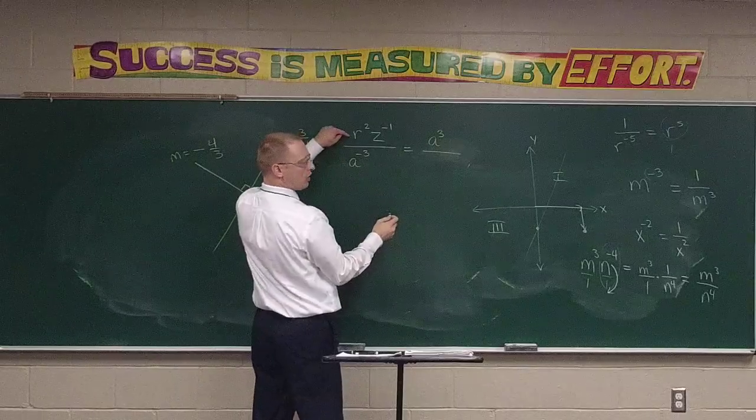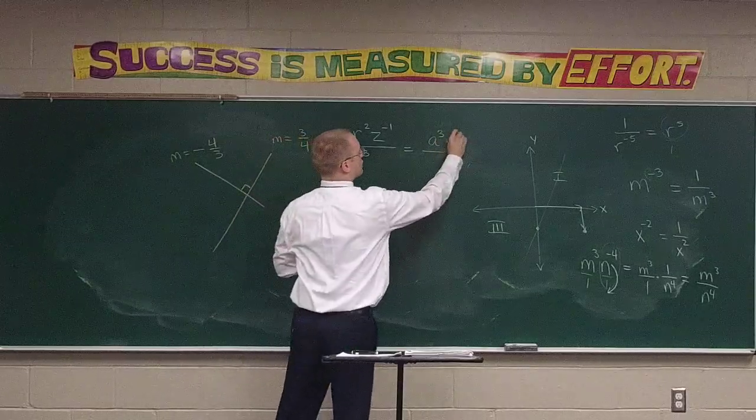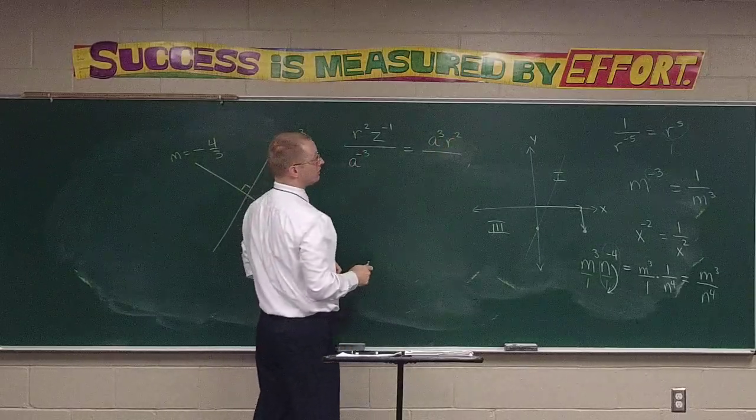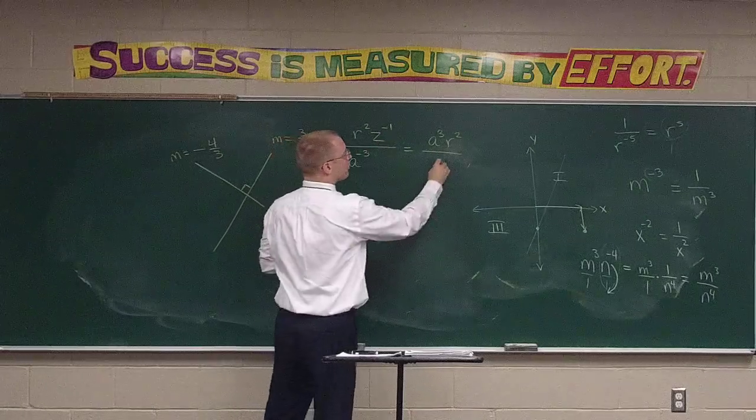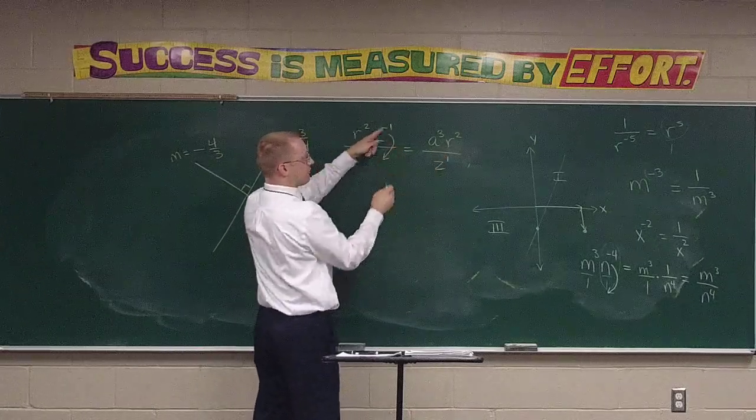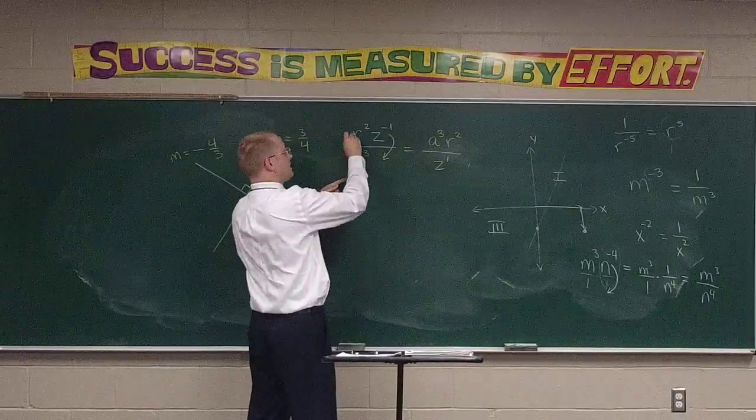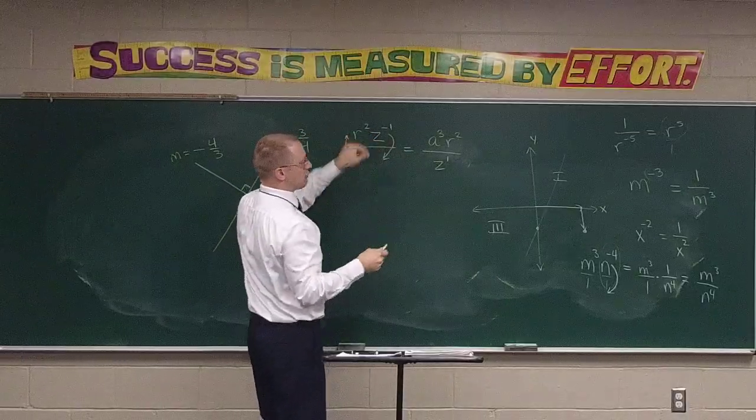Well, I don't want to move the r squared though. It doesn't have a negative exponent. Let's leave the r squared up here. Right, we'll move that one down. So we move the z to the first down, that should become positive. Move the a to the negative third up to become a cubed, but let's just leave the r squared where it is.